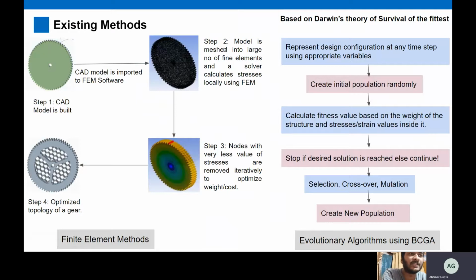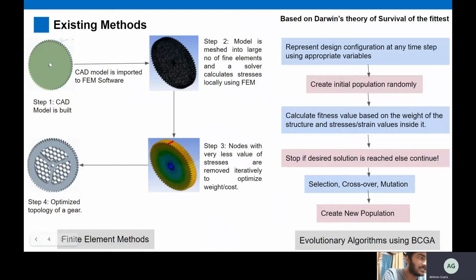In this FEM software, the model is meshed into a large number of fine elements, and a solver calculates stresses locally using finite element methods. In step 3, nodes with very low values of stress are iteratively removed to optimize weight and cost. This makes sense because if the values of stress are low, it's very unlikely that mechanical failure will occur at that point. So why not remove that and optimize our weight and cost? The final design of the gear after topology optimization is this. This honeycomb structure in between and the periphery is almost the same.